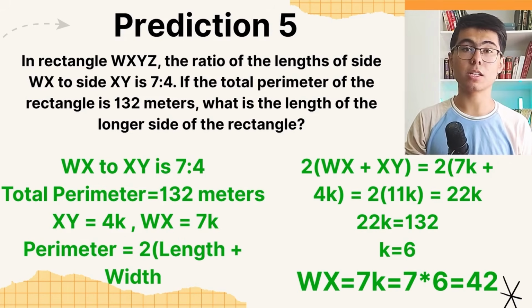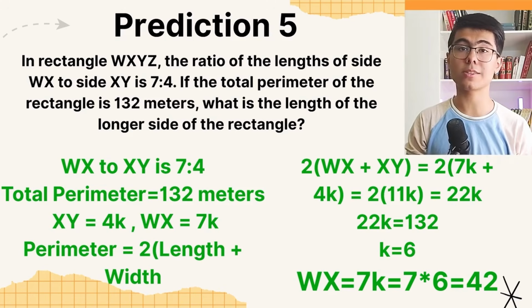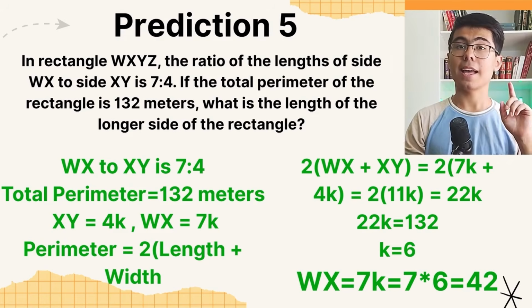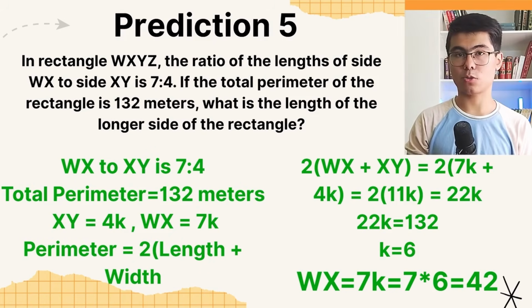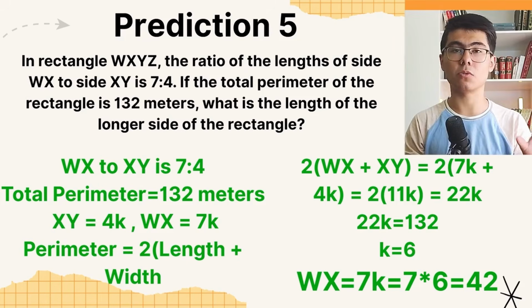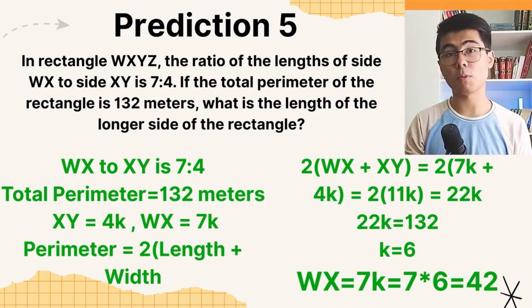And the key takeaway here is when you get a ratio and perimeter, always turn the ratio into variables. Use the perimeter formula, make sure to solve for the scaling factor, and then compute the actual length. And the SAT likes this approach because it keeps arithmetic simple and avoids mistakes with fractions or proportions.